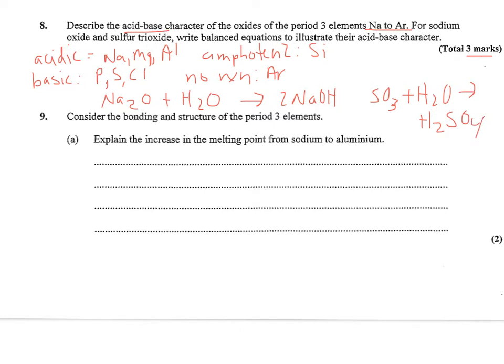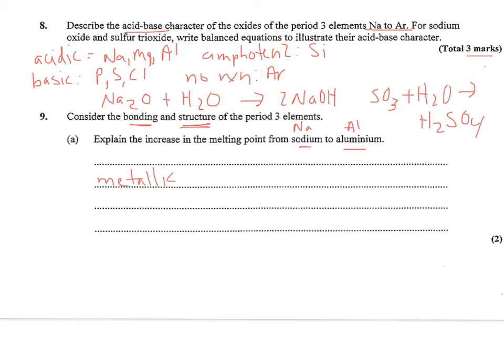Number 9 says, consider the bonding and structure of the period 3 elements. Explain the increase in melting point from sodium to aluminum. So this is Na to Al, both metals. So basically they're asking, why would there be a difference in melting point for sodium and aluminum, and how does it relate to the bonding and or the structure of these 2 elements? So they're both metallic bonds.